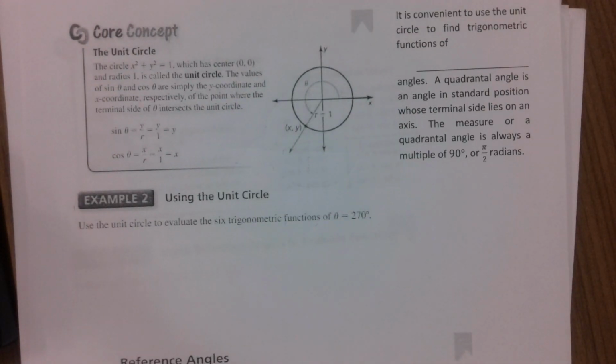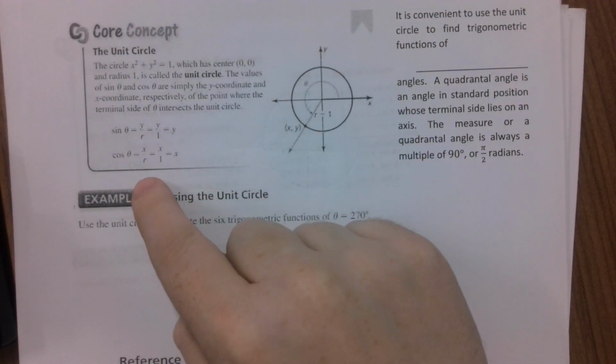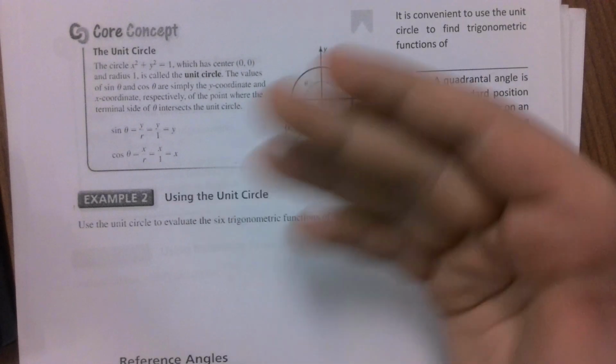On the next page, it talks about something called the unit circle. The unit circle is a circle that has a radius of 1. That's why it's called the unit circle. The reason why the unit circle is so important is because if our radius is 1, then our sine and cosine become super easy to find.